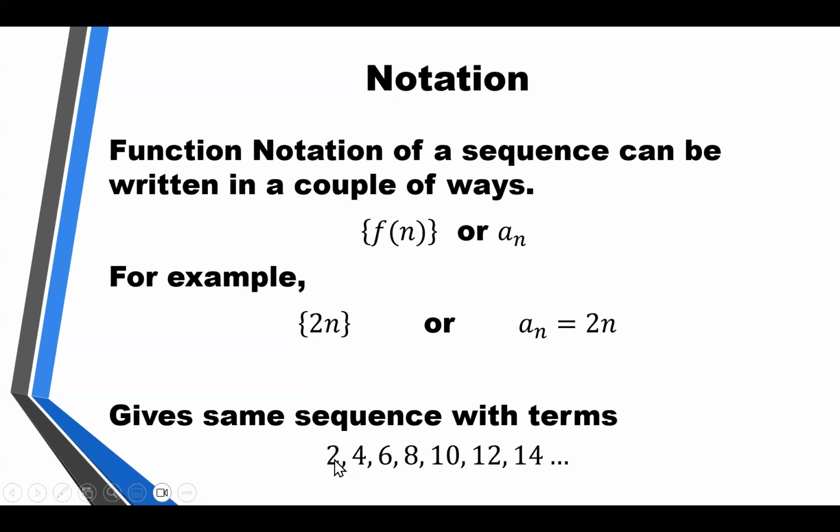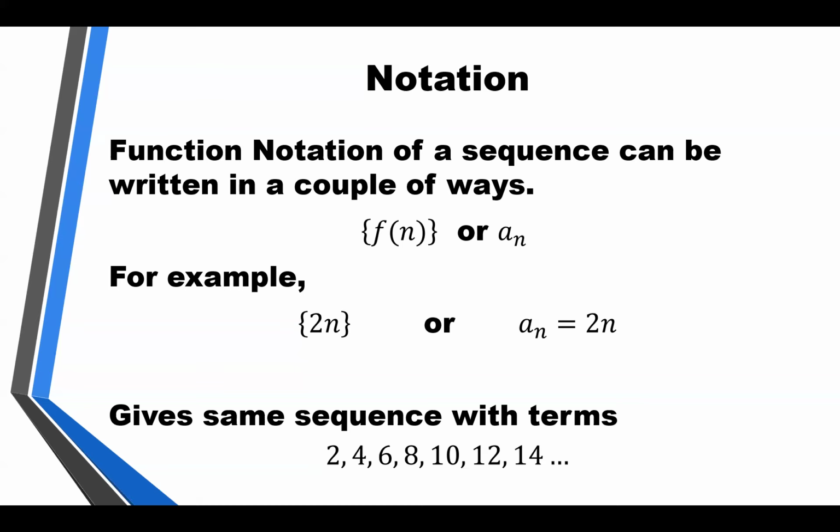Now, if I plug in an n of 1, 2 times 1 becomes 2. If I plug in a 2, I get 2 times 2, which becomes 4. If I plug in a 3, 2 times 3 becomes 6. Plug in a 4, you get 8. Plug in a 5, you get 10, and so on and so forth. So the terms in the sequence would start at 2, then be 4, 6, 8, 10, 12, 14, and then again, that pattern would go on forever.